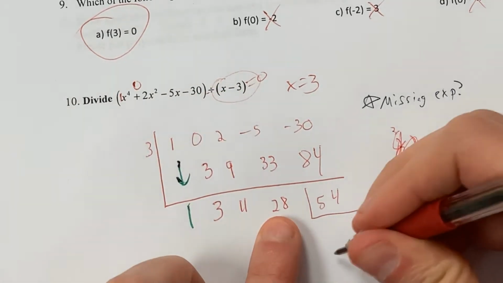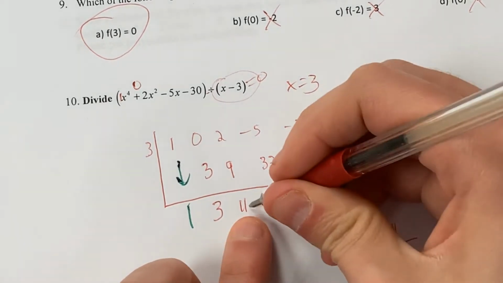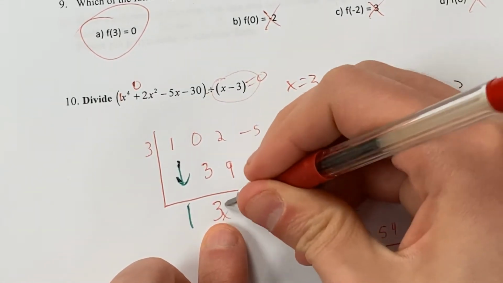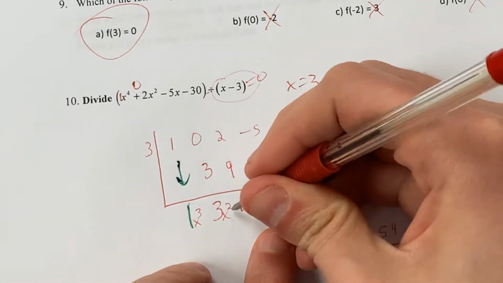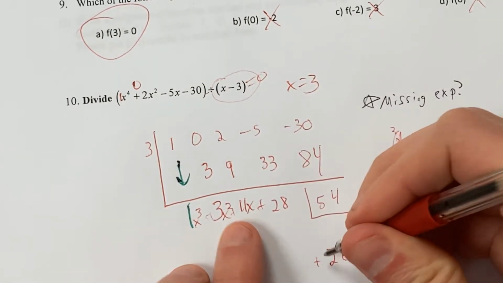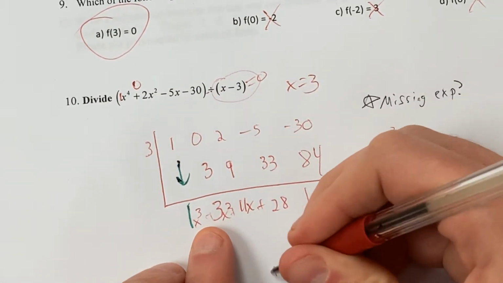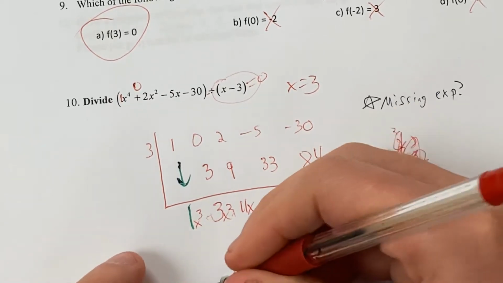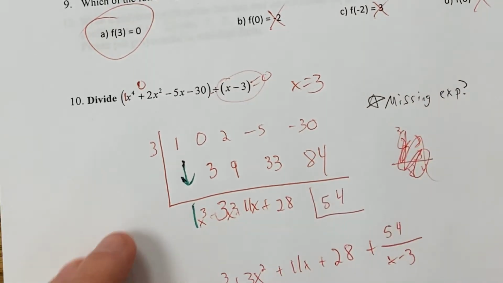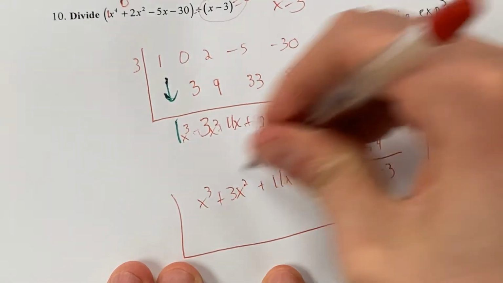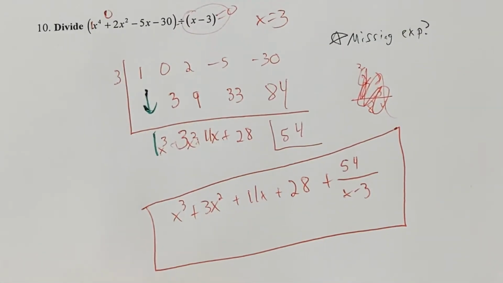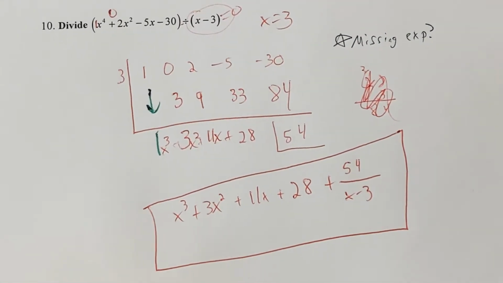This number is going to be a regular number. This one is going to be an x, this one an x squared, and this one an x to the third. So 28, 11x, 3x squared, and then x to the third. Sorry, you can't see that. There we go. That is the answer to the question when you divide. Looks like we still got some time left, so let's go do another dividing problem, and we'll call it after this.